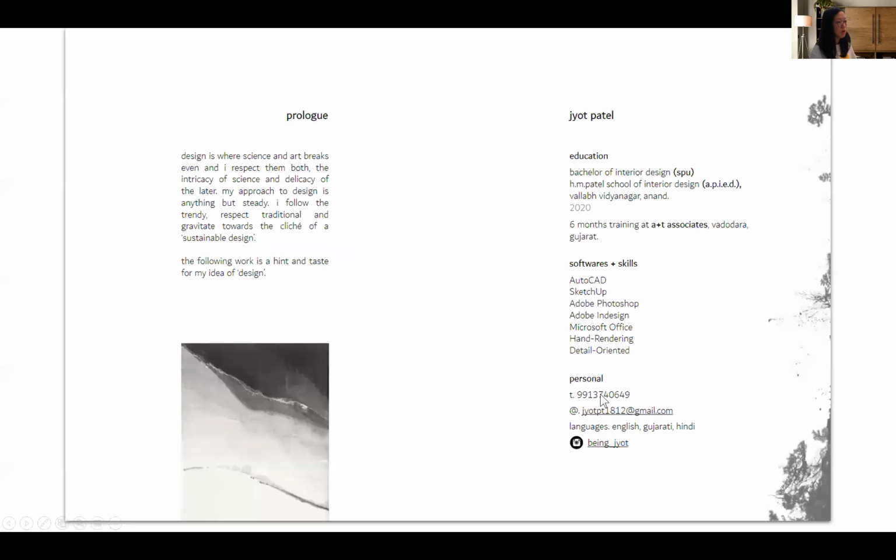The layout is simple and direct, and has a design statement, and then brings some sophistication by adding some abstract images. And the contents, the information about yourself, is really precise, concise, and simple.